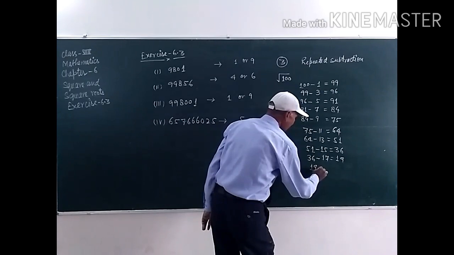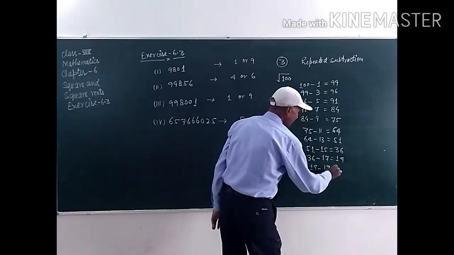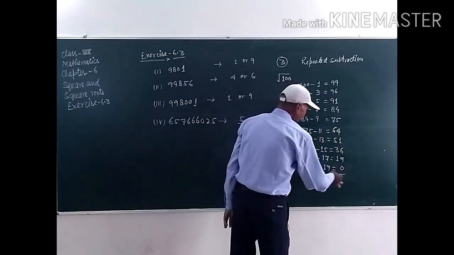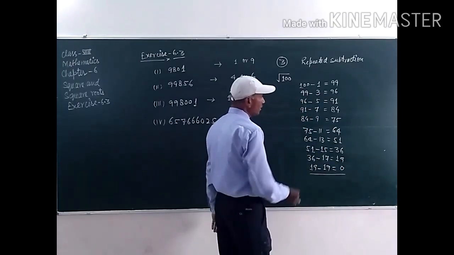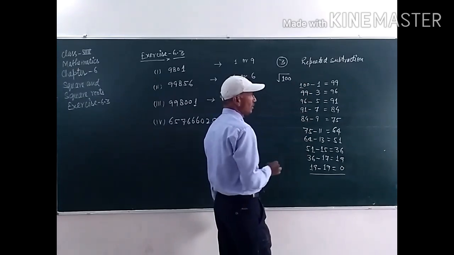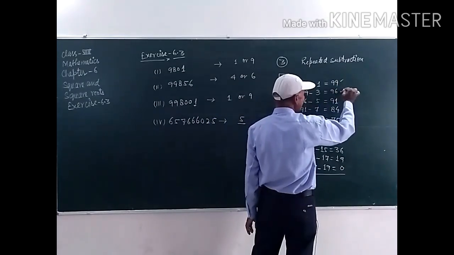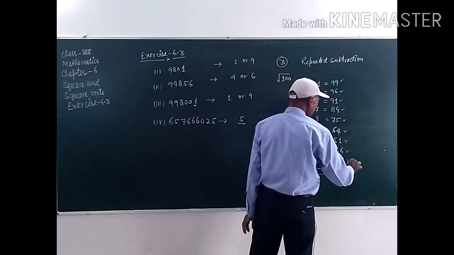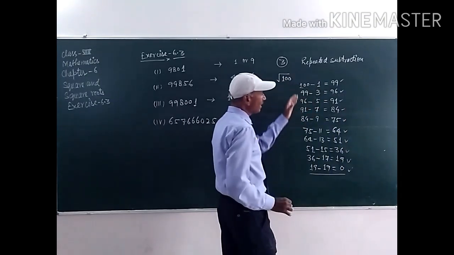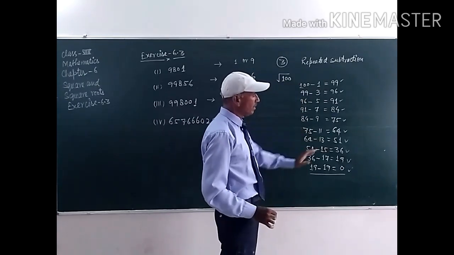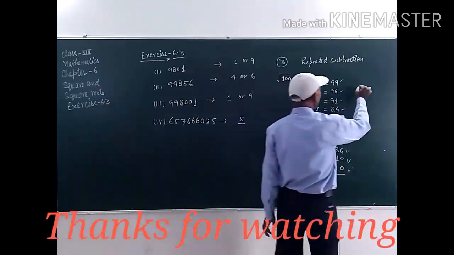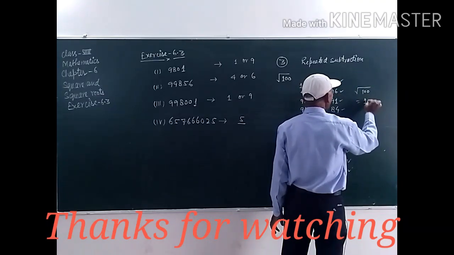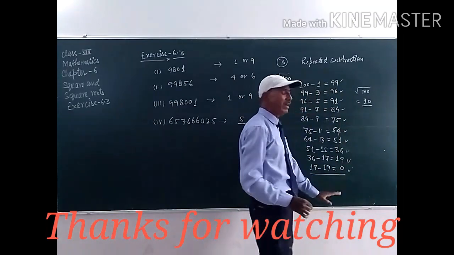Again 19 minus 19, that is 0. So at last we find 0 here. So we have to count the steps, student. This one first step, second step, third, fourth, fifth, sixth, seventh, eighth, ninth and 10th. After 10 steps, we find 0 here. So the square root of 100 is equal to 10, because in the 10th step we find 0 here.